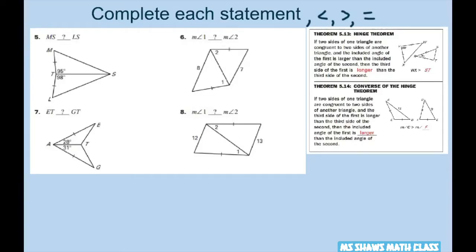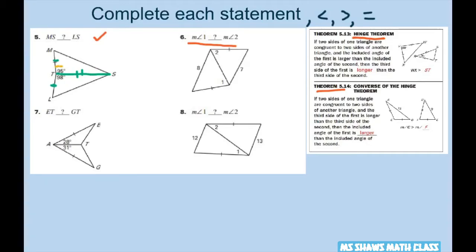Everyone, we're going to complete each statement with less than, greater than, or equal based off our Hinge theorem and the converse of the Hinge theorem. So the converse mainly deals with trying to find angle measurements, and the Hinge theorem itself has to do with the angles itself. So basically, we have these two sides are congruent, and we know that this side, ST, is congruent to itself based off the reflexive property of congruence.